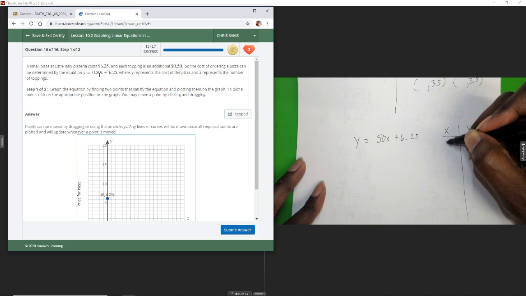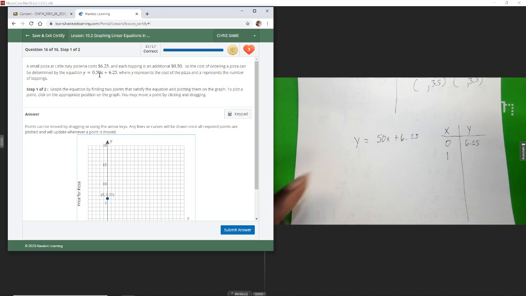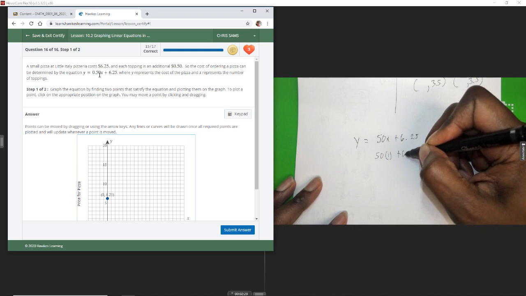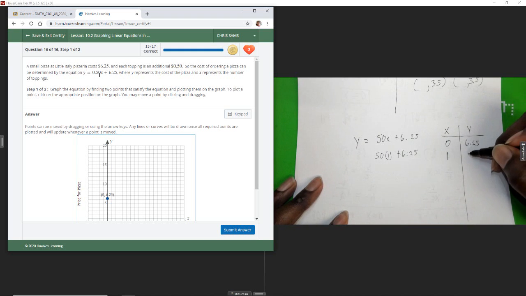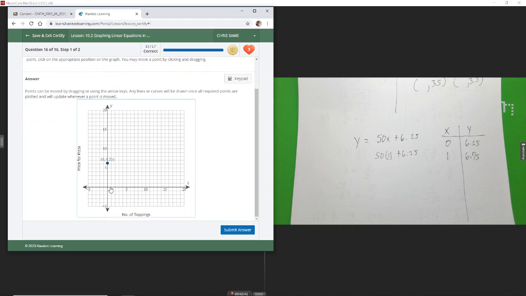So when we have 0 toppings, so this is 0, this guy comes out to be $6.25. If we put a 1 here, so we'll just say we add 1 topping, this equation becomes 0.50 times 1 plus $6.25. So basically we're just going to be adding 50 cents 1 time, and we end up at $6.75 for 1 topping. So I can use this ordered pair as my next one. So on this graph, I'm going to go over to 1, and we're going to go up 6.75. Okay, and it's hard to see, but it does say 6.75.